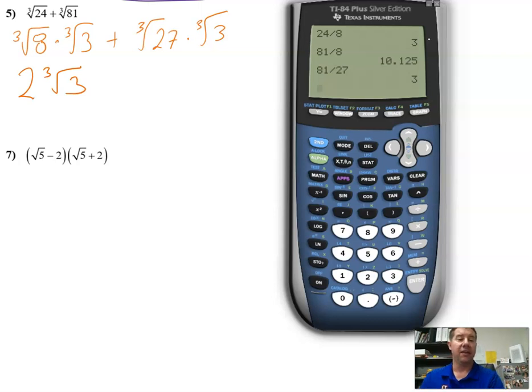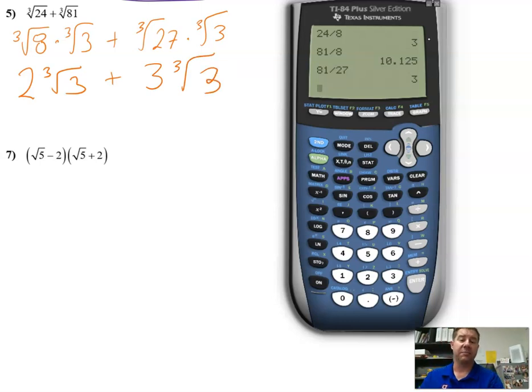On the next one, I did 81 divided by 8. Didn't go in evenly, so I did 81 divided by 27. And I'm going to tell you, 90, 95% of the time, either 8 or 27 is going to work. You definitely want to know those two. In this case, 27 worked, so I get plus the cube root of 27, which is 3, times the cube root of 3.